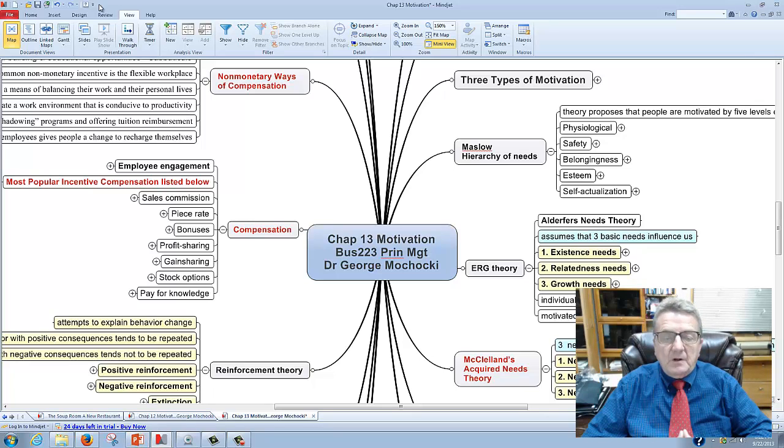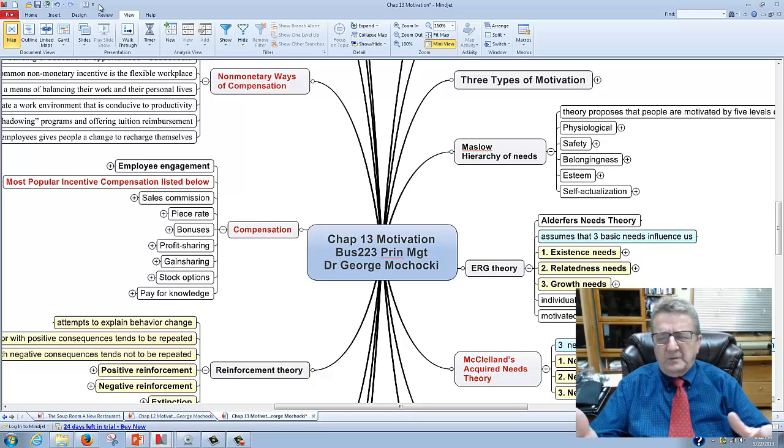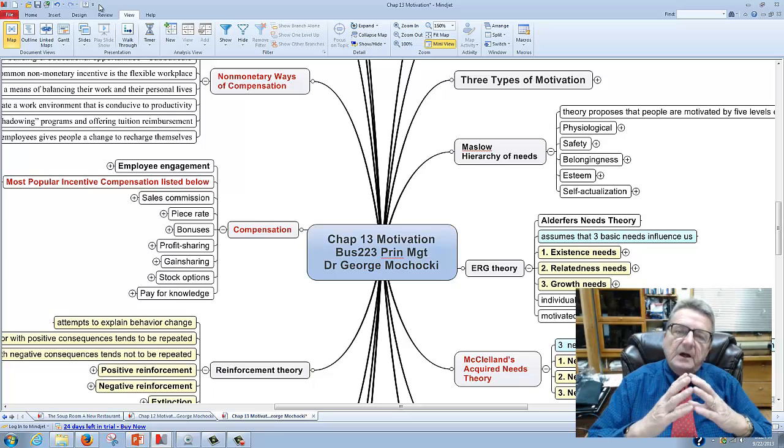This week we're going to be talking about Chapter 13, Motivation. You've already had a lot of this in Introduction to Business 121. What you've learned in 121, you're going to talk about Maslow, ERG, McClelland's needs. But what I wanted to do out of this one is that you're going to take this and look at it from a managerial perspective.